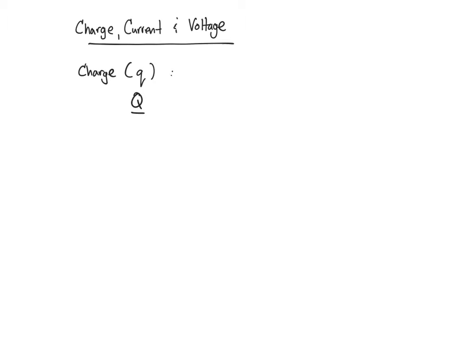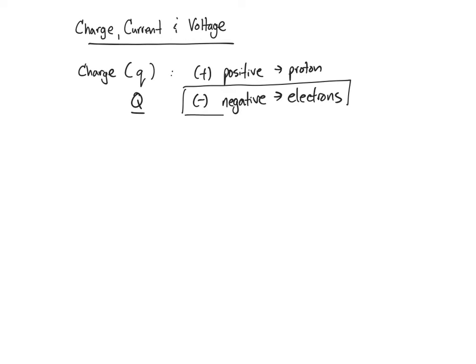So charge comes in two polarities: positive, one of those that we know about is a proton, and negative charge, and of course, those are electrons. There are other negatively charged particles as well, but we're going to be pretty much talking about the movement of these negatively charged electrons in this course.